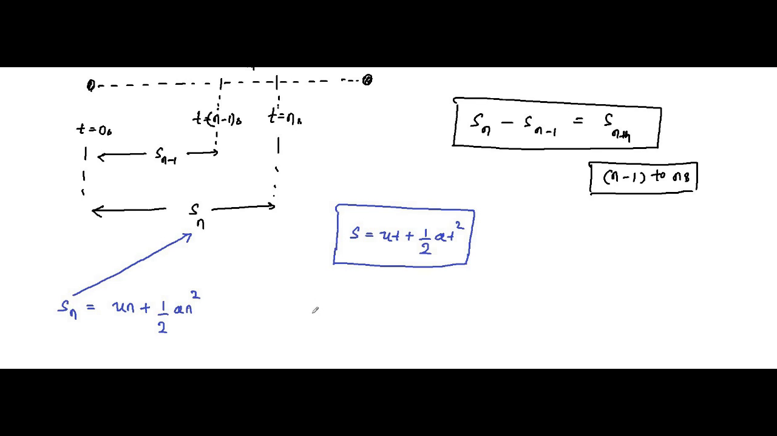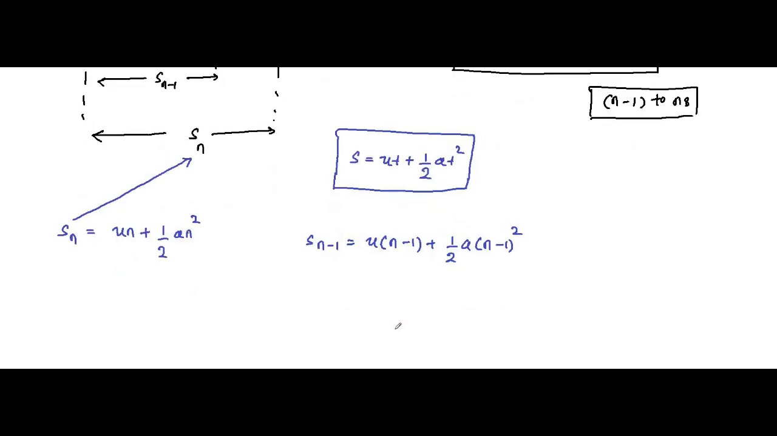Then we have Sn minus 1. Simply we substitute t with n minus 1. So here it becomes u into n minus 1 plus half into a into n minus 1 whole square. So this becomes un minus u plus half a into n square minus 2n plus 1. This is Sn minus 1.